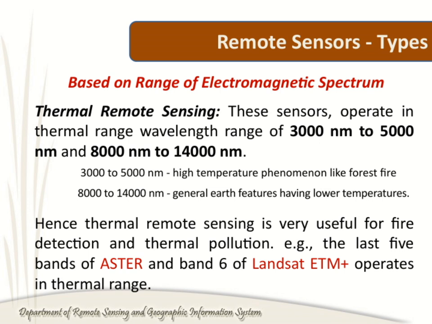On the other hand, the 8,000 to 14,000 nanometers range is better suited for observing general Earth features that have lower temperatures. This makes thermal remote sensing quite versatile, especially for applications like fire detection and monitoring thermal pollution. For example, the last 5 bands of the ASTER sensor and band 6 of Landsat ETM Plus operate within this thermal range, enabling us to monitor temperature variations effectively. So, understanding these thermal ranges helps us appreciate how remote sensing can be used to detect and analyze temperature-related phenomena across different environments.